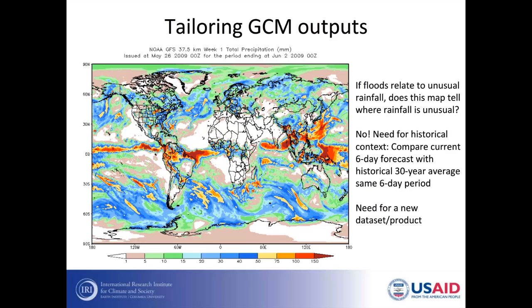As a first step in the partnership, the IRI worked with the IFRC disaster managers to identify the climate information they needed to support their decision-making. Through these discussions, disaster managers stated that in order for them to draw meaningful conclusions about severe weather to enable early action, they would need a product that puts the forecast into historical context and enables them to pinpoint anomalies. The IRI accomplished this by comparing the current 6-day forecast with the historical 30-year average for the same 6-day period. Let's take a look at this.